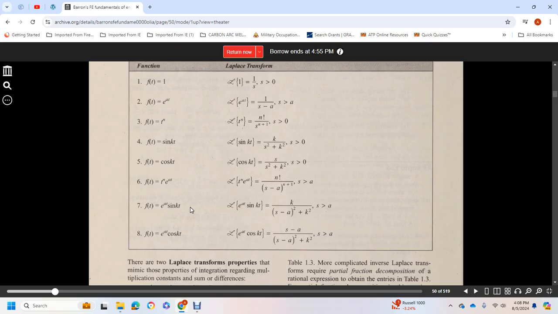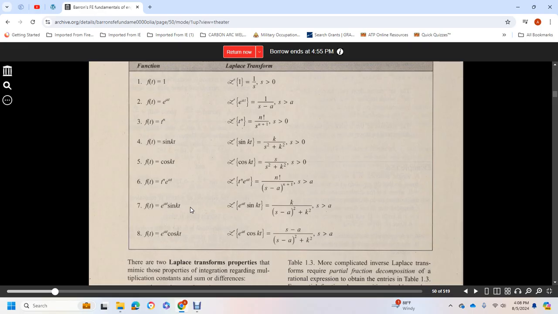Function f(t) equal to t to the n times e to the at. The Laplace transform of t to the n times e to the at is equal to n factorial over s minus a to the n plus 1 power, for s greater than a.